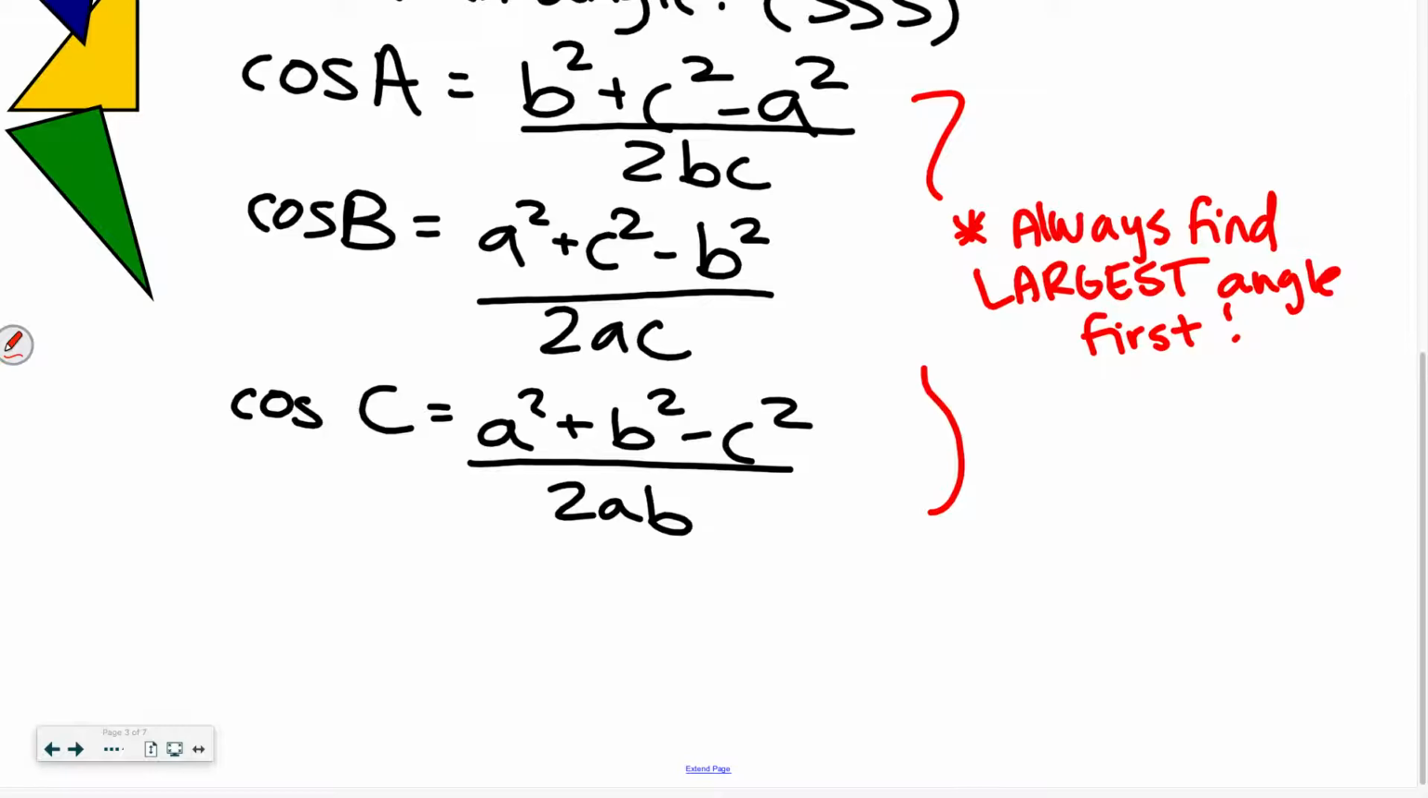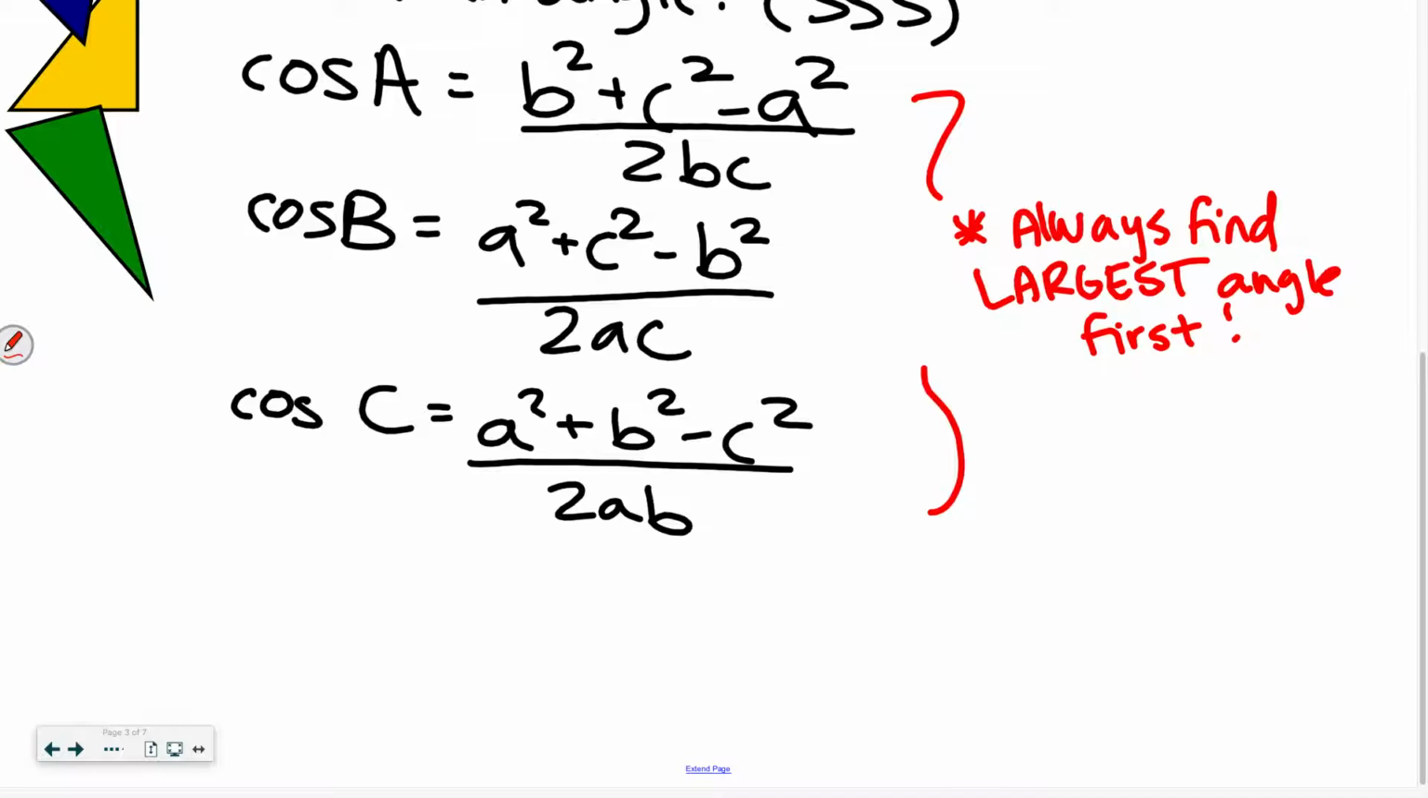If you don't find the largest angle right away, it's possible that that's an ambiguous case and you haven't found the largest angle, you needed to find its supplement. So to avoid that whole issue, just always remember, if you're finding angles in side, side, side, find the largest angle first. How will you know which angle is going to be the largest angle in the triangle? It is opposite the largest side.